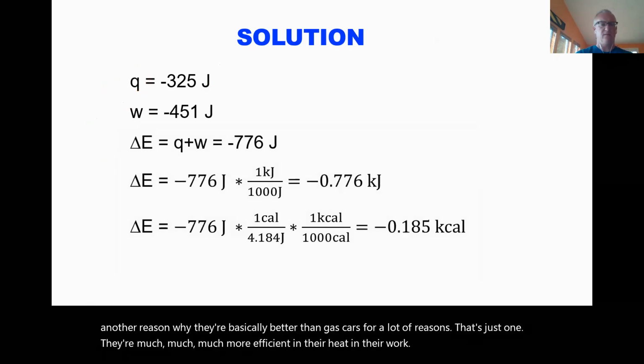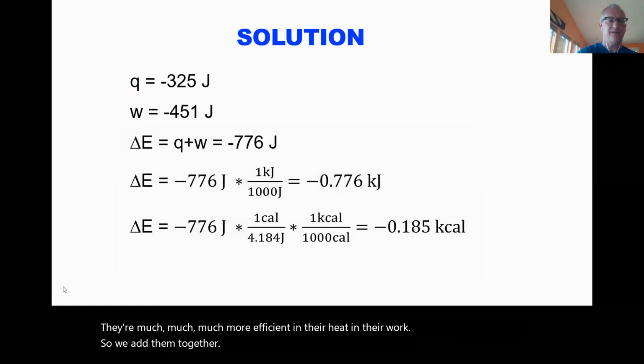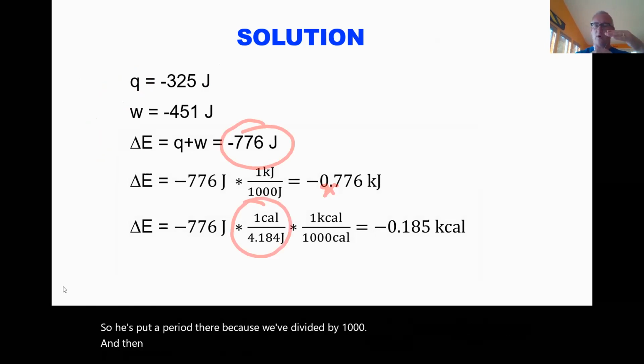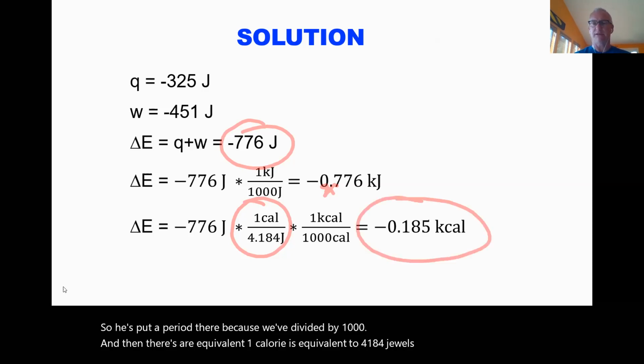So we add them together, we get minus 776. We just convert that to joules. We just put a period there because we've divided it by 1,000. And then there's our equivalent. 1 calorie is equivalent to 4.184 joules. So that many negative kilocalories.